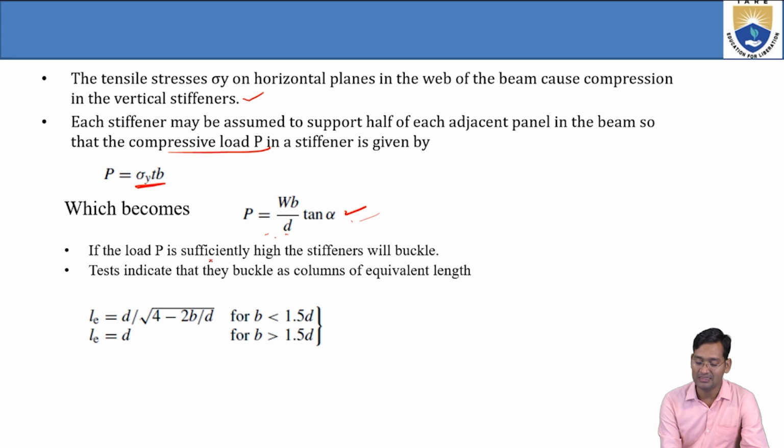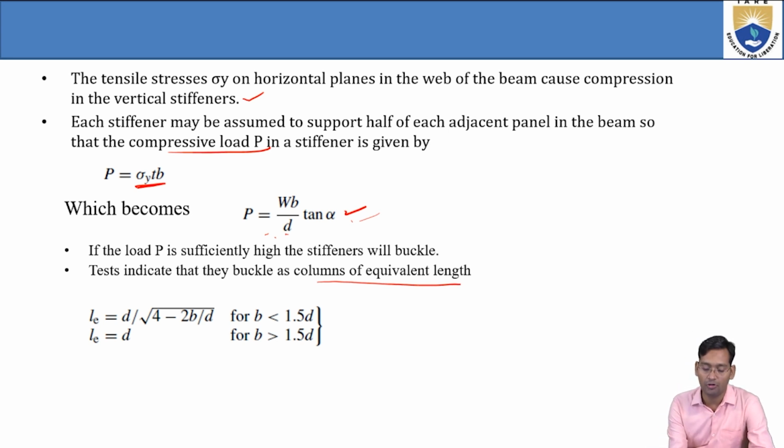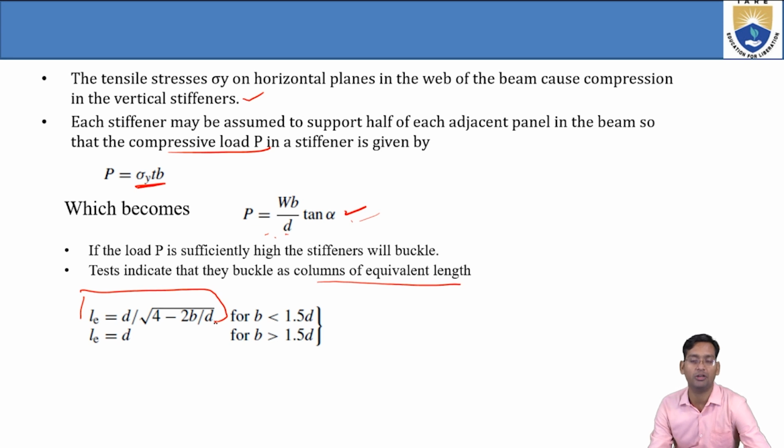If the load P is sufficiently high, the stiffener will buckle. If P is higher, then the stiffener will buckle. Tests indicate that they buckle as a column of equivalent length. According to the experimental values, they found that equivalent length. This we had seen in Euler's theory also, for long columns and short columns.